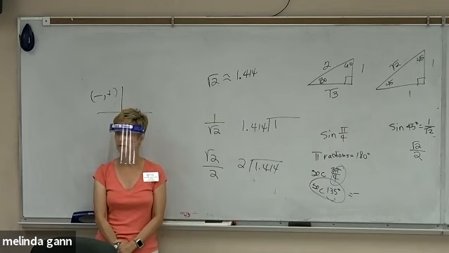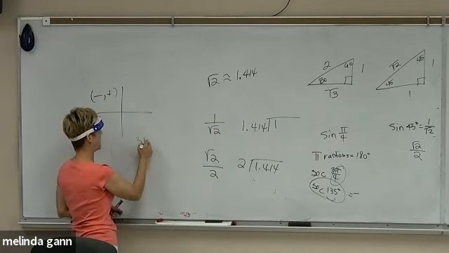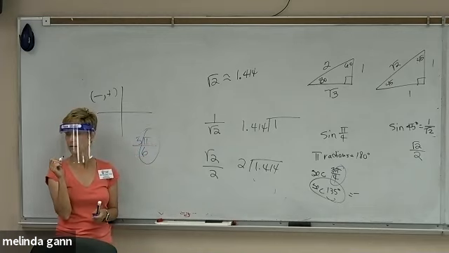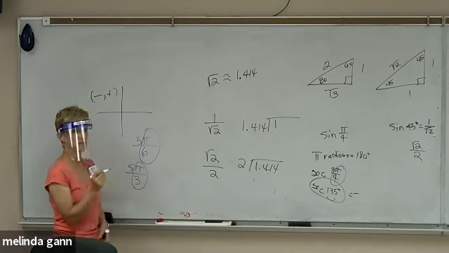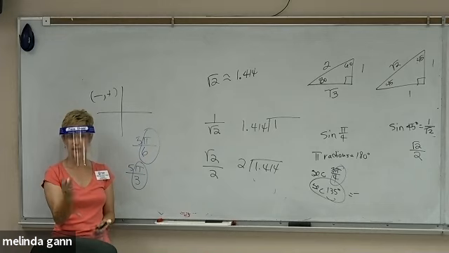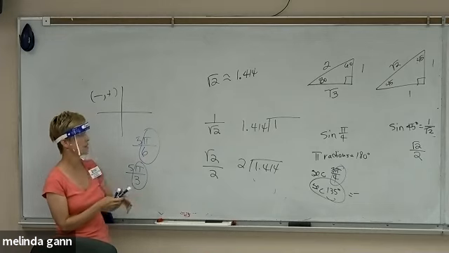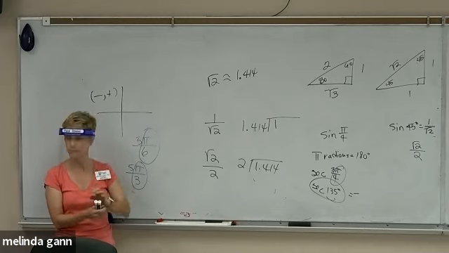45. If you had 5 pi over 6, your reference angle is going to be 30. If you had 5 pi over 3, your reference angle is going to be 60. So the number answer comes from your reference angle and your triangle. The sign comes from the quadrant. So play with that a little bit.